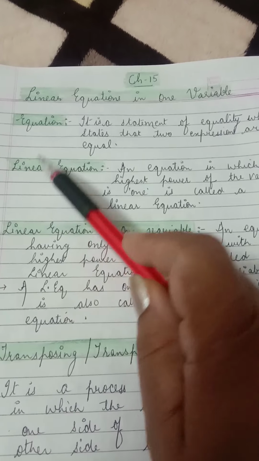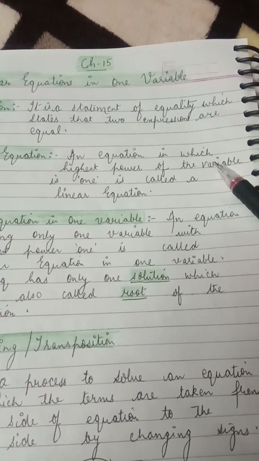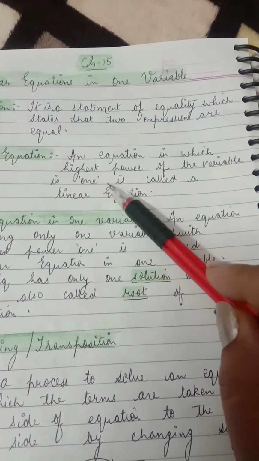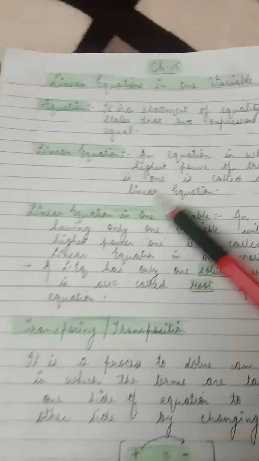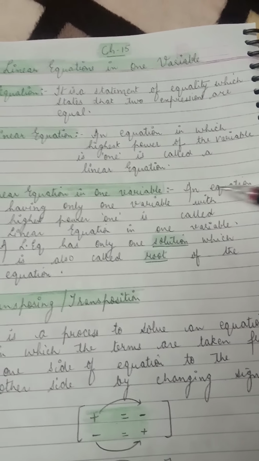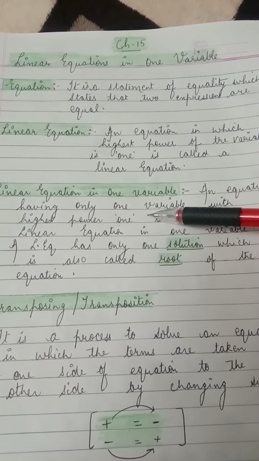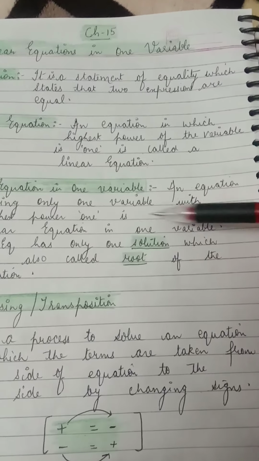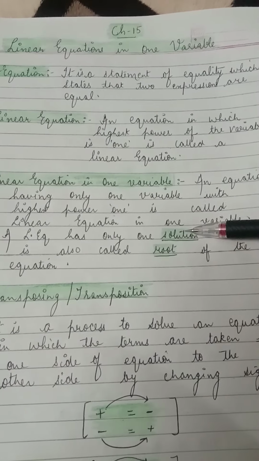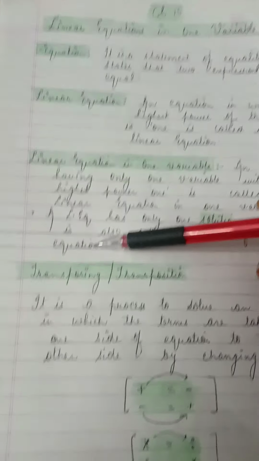Next, coming to what is a linear equation: an equation in which the highest power of the variable, whichever variable we have used, is 1, is called a linear equation. And now, an equation having only one variable with highest power 1 is called a linear equation in one variable. All linear equations have only one solution, and that solution is also called the root of the equation.